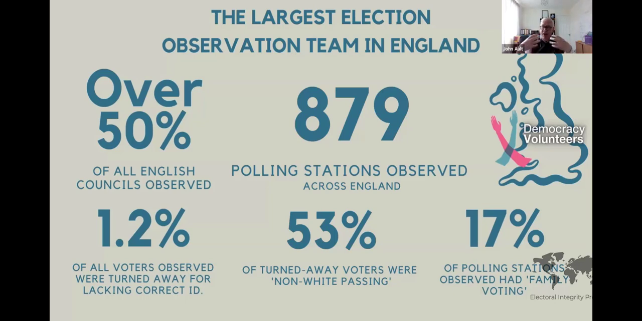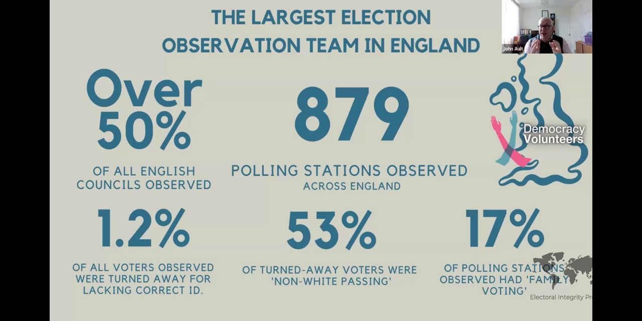We consulted with the Diversity Trust, an organisation that looks at the impacts of government policy on different groups, and we asked how we can evaluate the differences between communities. They said the easiest way was to have white passing, people who look like me, and non-white passing, people who don't look like me. And so that was the way.